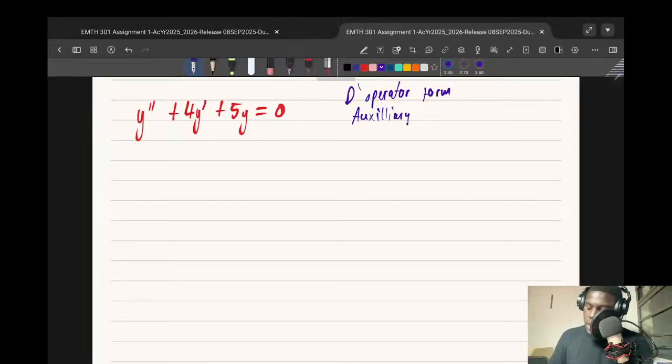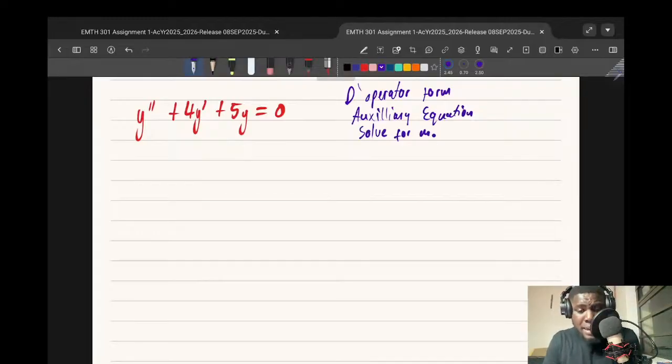The rest I know you guys are now good at. You do an auxiliary equation, then solve for M. The rest I know you're good, because once you get the values for M, you're fine. You should now use one of the three conditions to find the y.